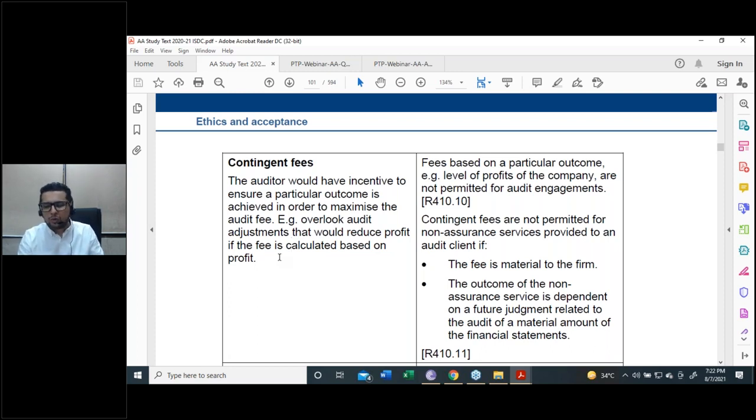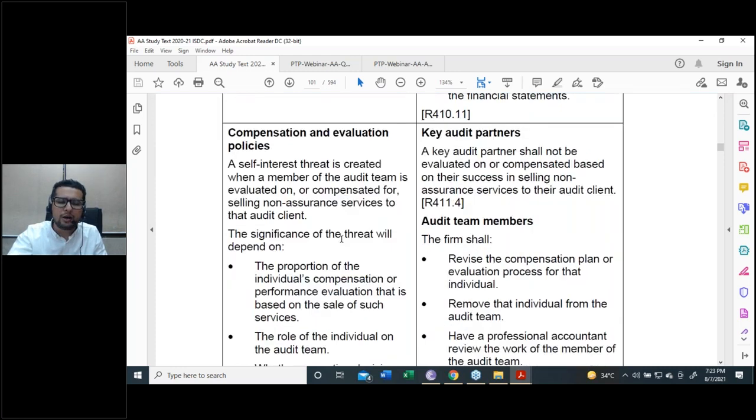So what should be my reaction? I think I will ignore that particular adjustment. And this particular thing creates contingency. This contingent fee arrangement creates self-interest, and that is why it is strictly banned and it's not allowed.